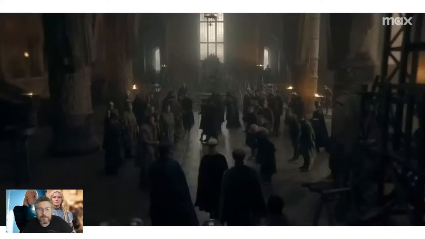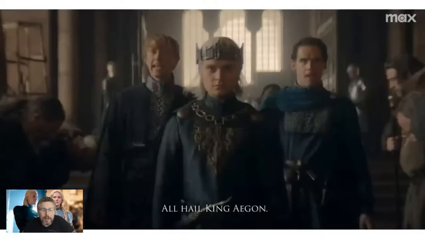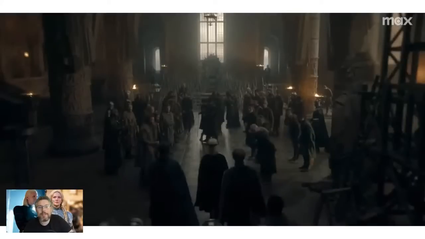Now, this is definitely going to be war. But let's start over here with what's happening with Team Green. Now, Aegon, he took a bit of convincing, it has to be said. He took a bit of convincing to be king.